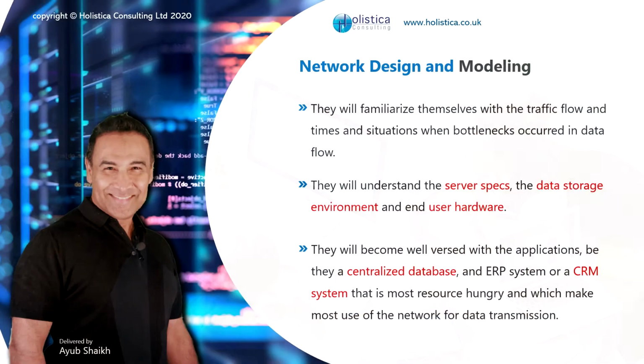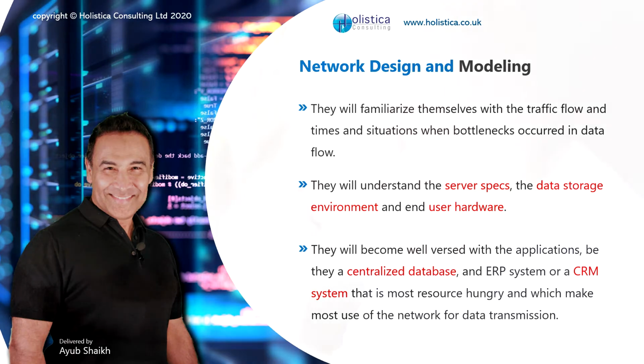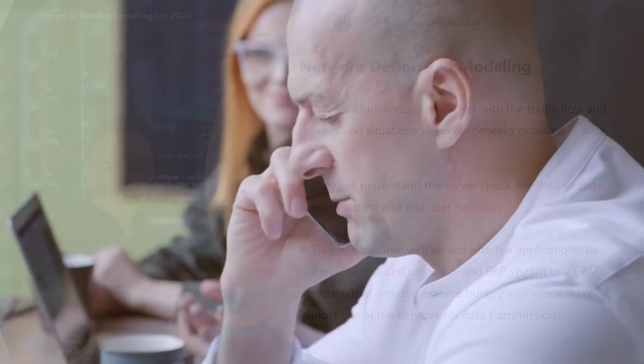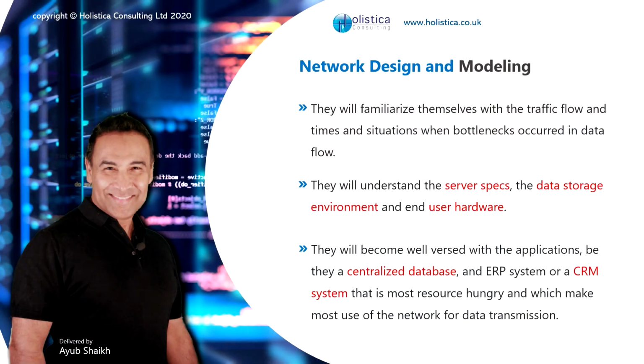With all of this under their belt, they'll be able to start thinking about the type of transmission mediums needed, i.e. copper or fiber. They'll also think about the physical layout of the new network. This is known as the topology, and all the devices that will be needed, such as switches, routers, hubs, modems, transceivers, and bridges. And then they can start on the work of modeling the new network.